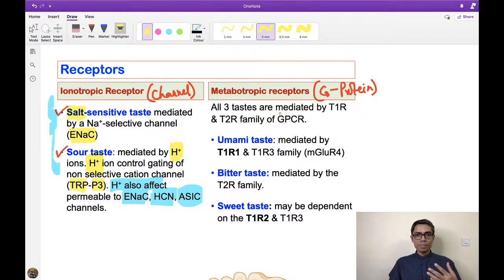Metabotropic receptors are the G protein coupled receptors. Two families of G protein coupled receptor you have to remember: one is the T1R family and one is the T2R receptor family. Umami taste sensation, that is the sense of monosodium glutamate or Ajinomoto salt, is detected by T1R1 and T1R3. And sweet sensation is detected by T1R2 and T1R3.